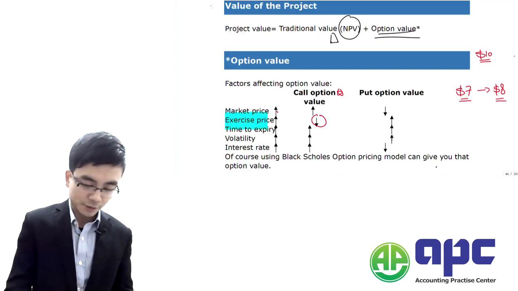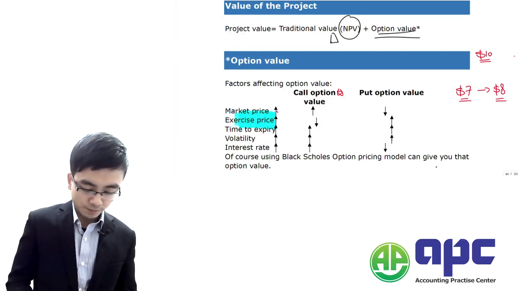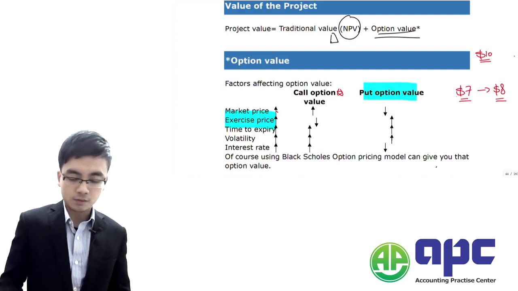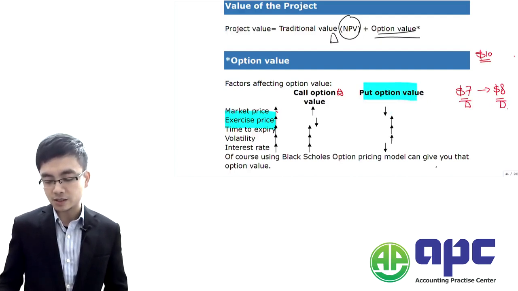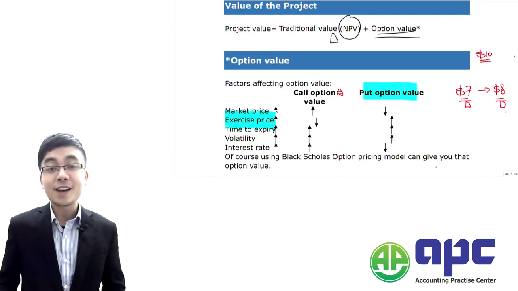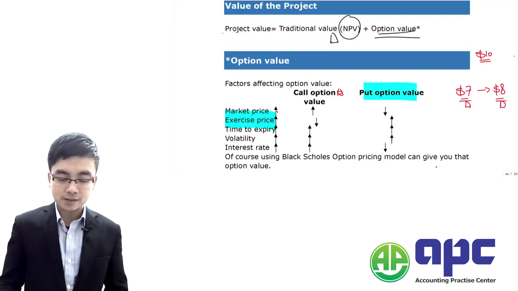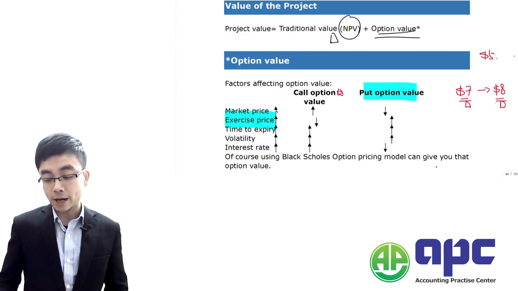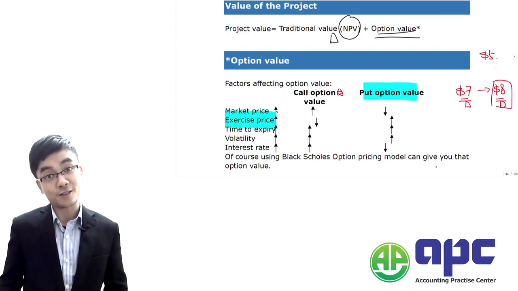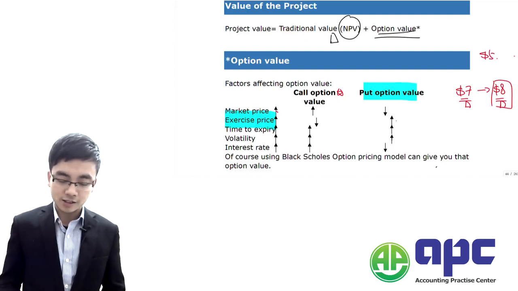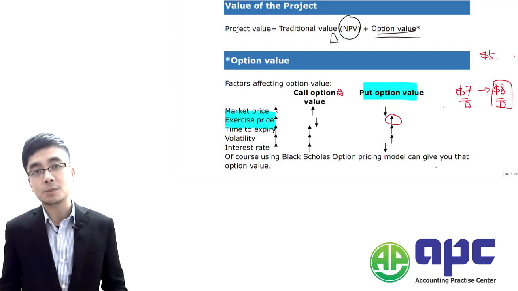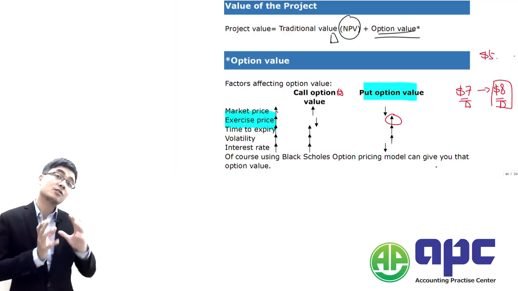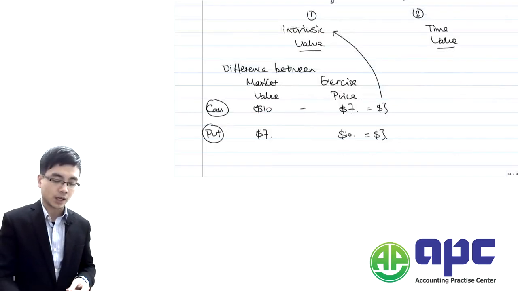On the other hand, what about the put option then? For the put option, I agree with you, you could sell it at 7, but now you can sell it at 8. You can sell it for more. In the open market, let's say the share price is just $5. But now you can sell it at 8 rather than 5, and hence you can make more gain out of it. Because if you sell it at 8 instead of 5, in effect you're making $3 of gain. So an increase in exercise price for the put option will increase the put option value as well. So that's the first two components within the intrinsic value, within that option value.